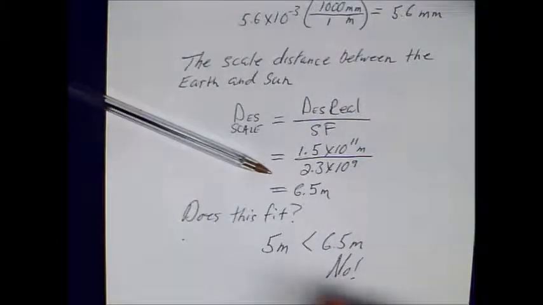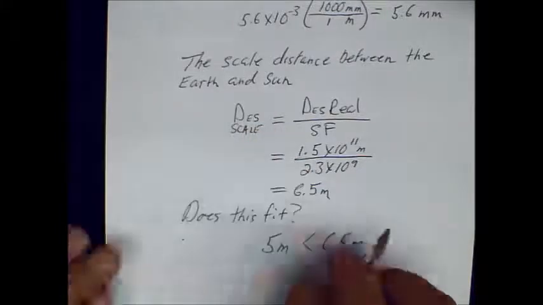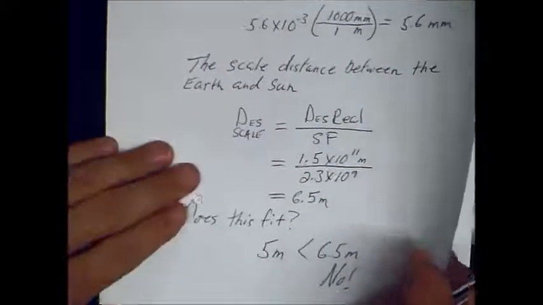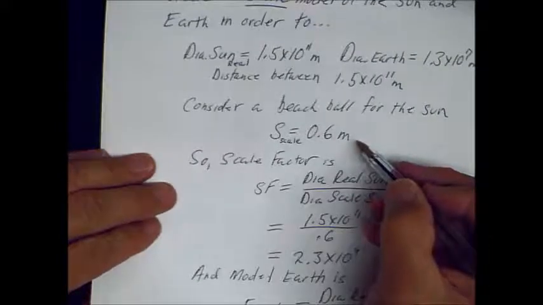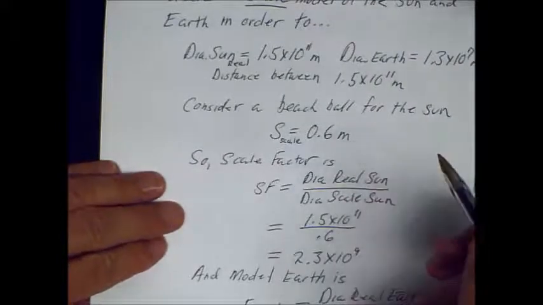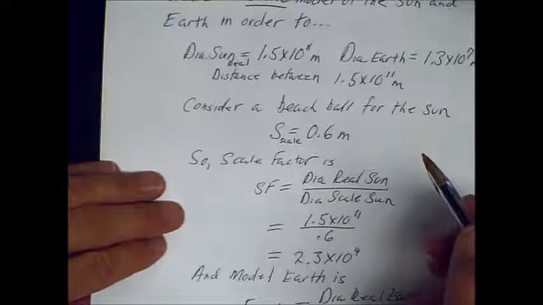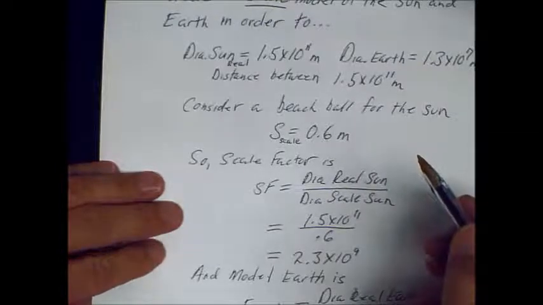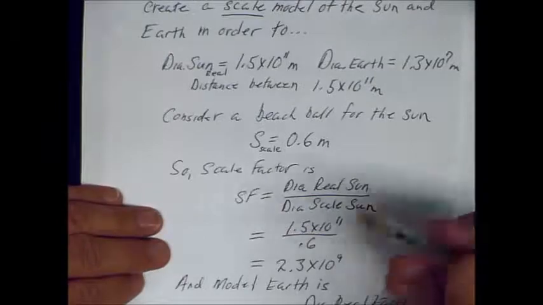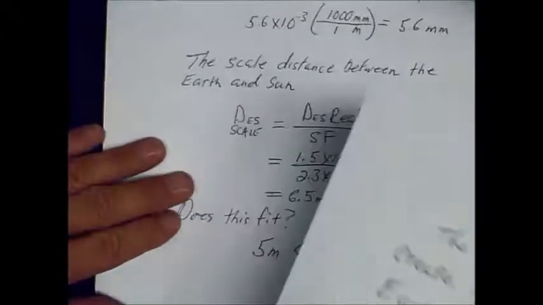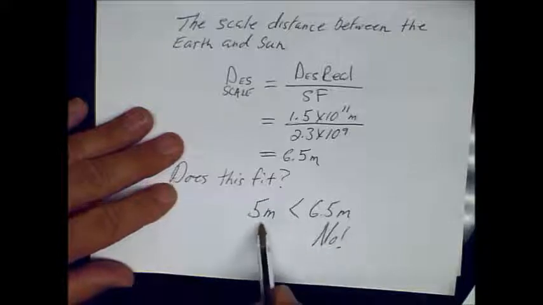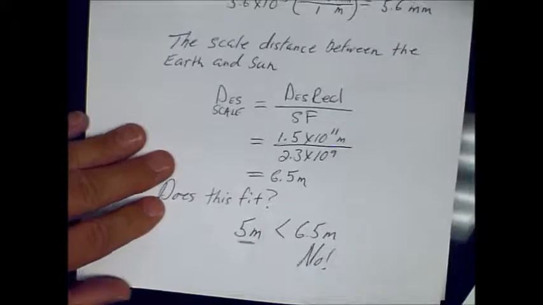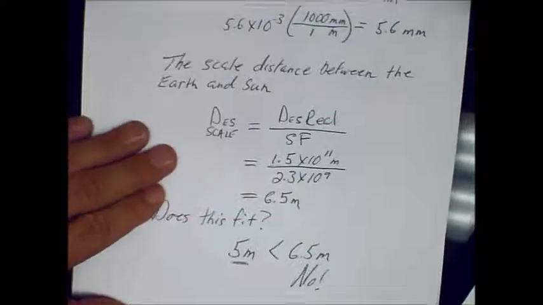Man, I got to go all the way back, and I got to pick a different sized object in order to represent the sun. So this is where you're going to have to go back and do it all over again, because this is a requirement. Your model has to fit in the classroom. It has to be less than 5 meters when you calculate that distance. So it might take you a couple of times to be able to do this.